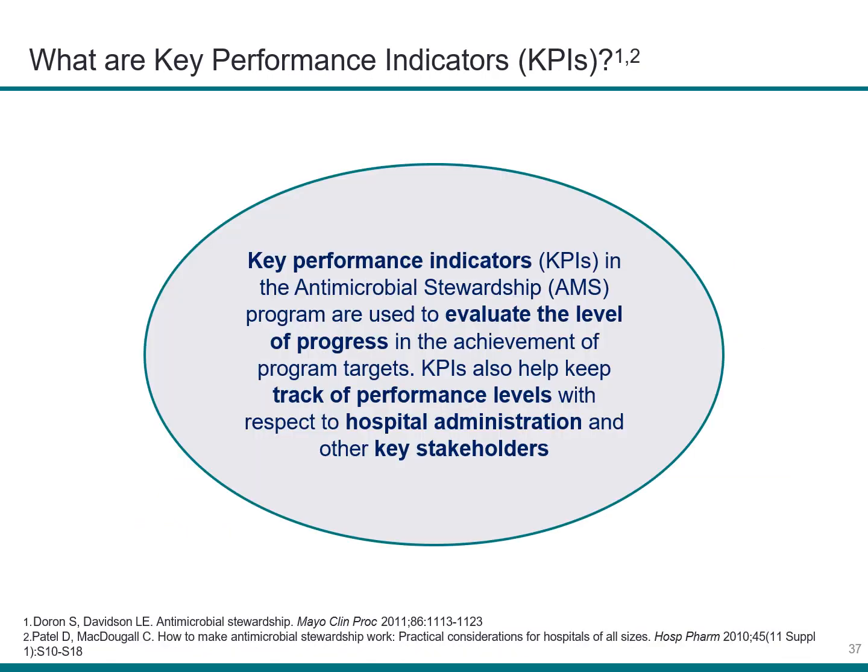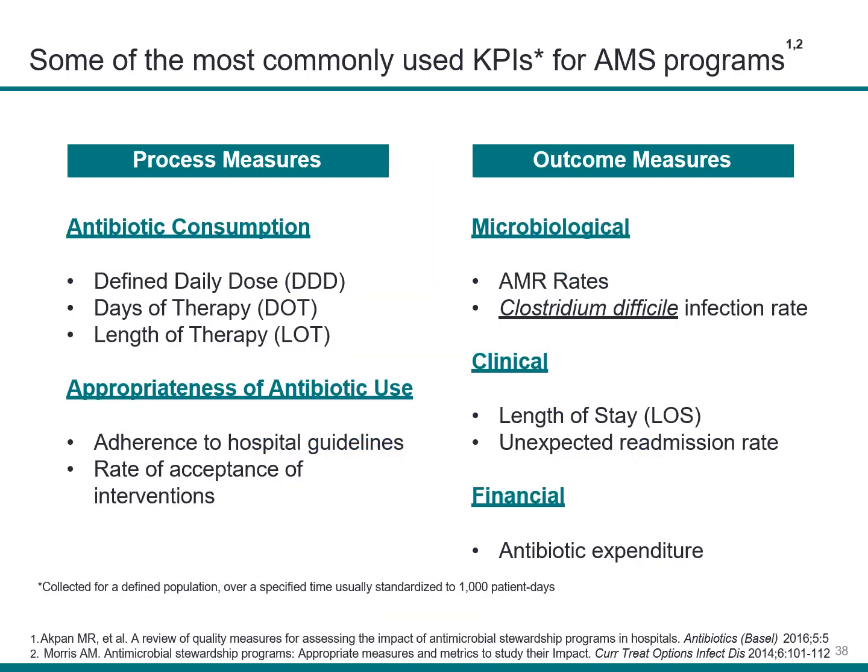Key performance indicators in the stewardship program help to evaluate the level of progress and track the performance levels. The process KPIs include antimicrobial consumption monitoring in terms of defined daily doses, days of therapy, and length of therapy, while the appropriateness of antibiotic usage is monitored by adherence to hospital guidelines and rate of acceptance of interventions. The outcome KPIs include the rates of antimicrobial resistant infections, Clostridium difficile infection rate, length of stay, readmissions, and antibiotic exposure.